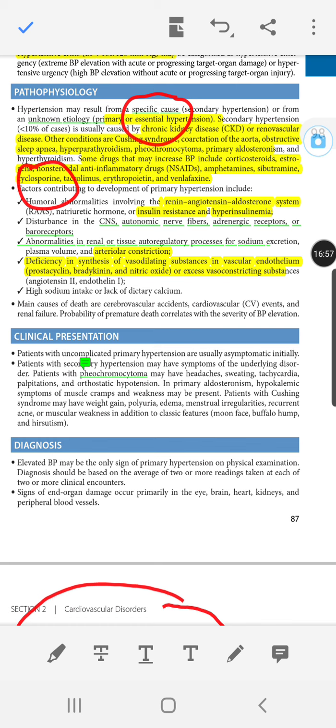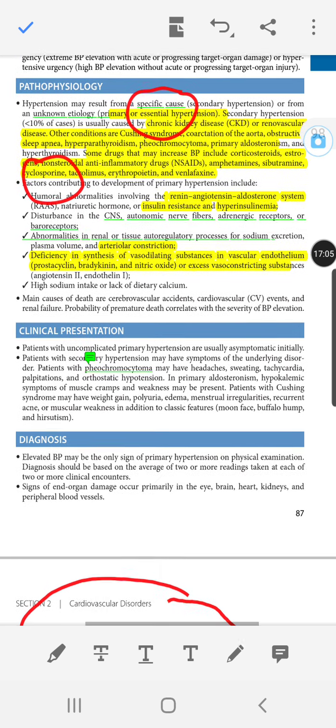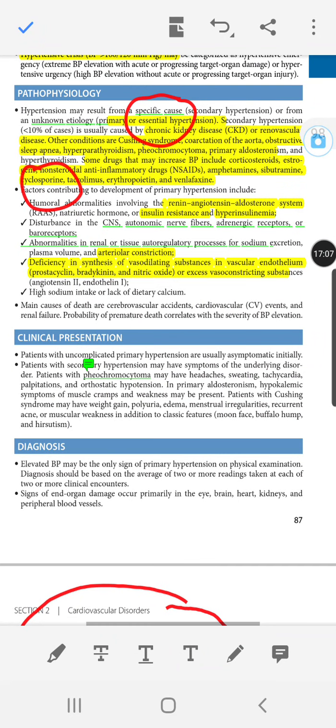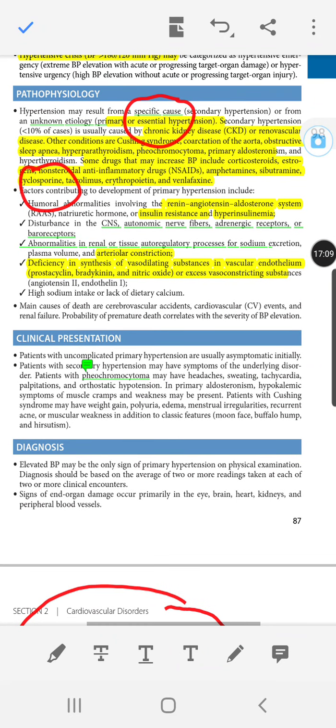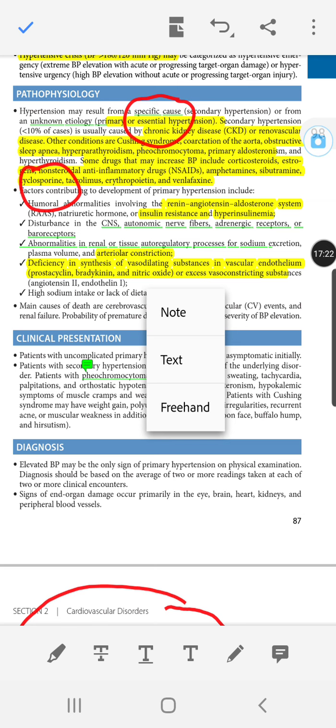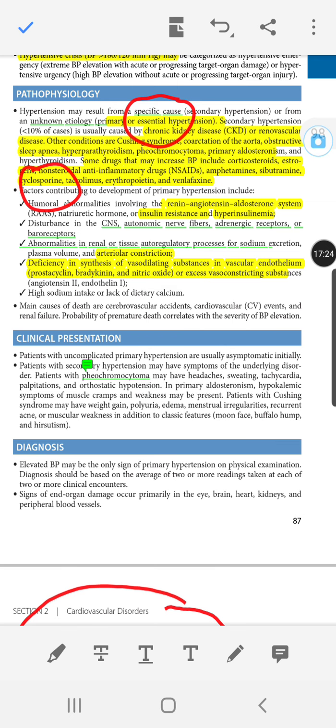Prostacyclin, bradykinin, and nitric oxide, these three are responsible for vasodilation. If there is a decrease in bradykinin, a decrease in nitric oxide, and a decrease in prostacyclin, the blood pressure increases. Or excess vasoconstrictive substances, angiotensin 2 and endothelin 1, these are the vasoconstrictors. So whenever they are released, the blood pressure increases. So this point is also important.